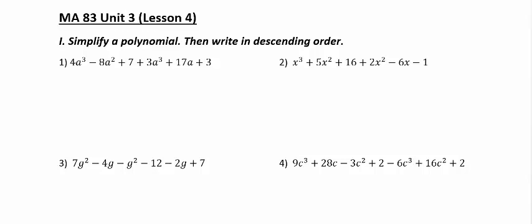This is Math 83, Unit 3, Lesson 4. We're going to simplify a polynomial, then we're going to write it in descending order. Descending order just means we're going to write it with the highest power first and go down from there.